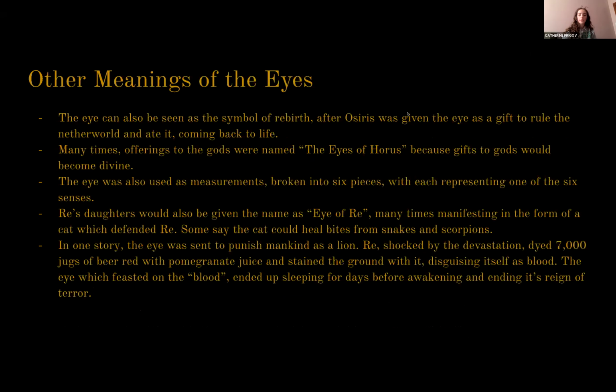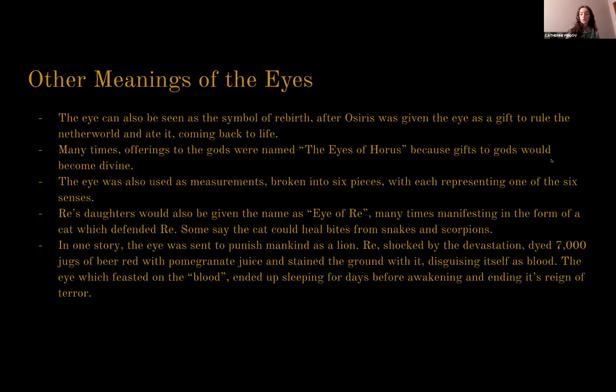Okay, so some other meanings of the eye include the symbol of rebirth. For example, after Osiris was given the eye as a gift to rule the netherworld and ate it, he came back to life. Many times, offerings to the gods were named the eyes of Horus because gifts would become divine. The eye was also used as a measurement, and when broken into six pieces, each would represent one of the six senses. Ra's daughter would also be given the name the Eye of Ra, and many times she presented herself in the form of a cat, thus defending Ra. Some even said that the cat would heal bites from snakes and scorpions.